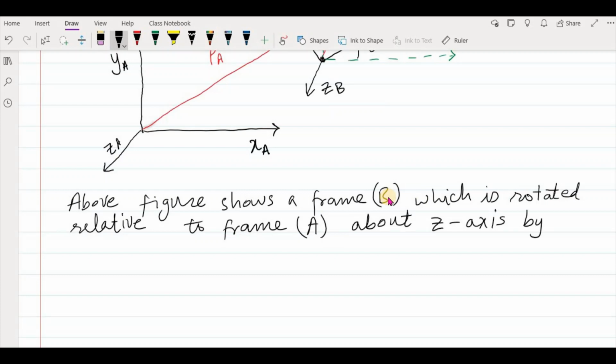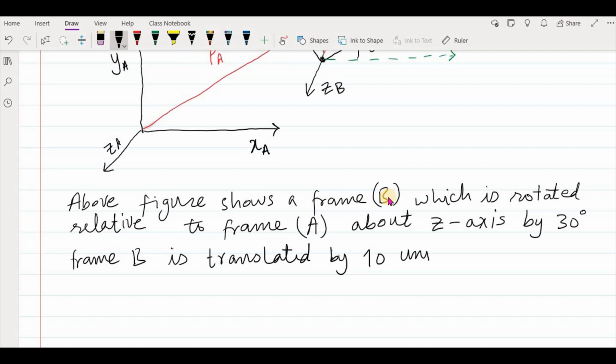About the z-axis by 30 degrees. So the angle theta is 30 degrees, and this frame B is translated by 10 units in x of A and 5 units in y of A. The units can be any units, meters or centimeters.